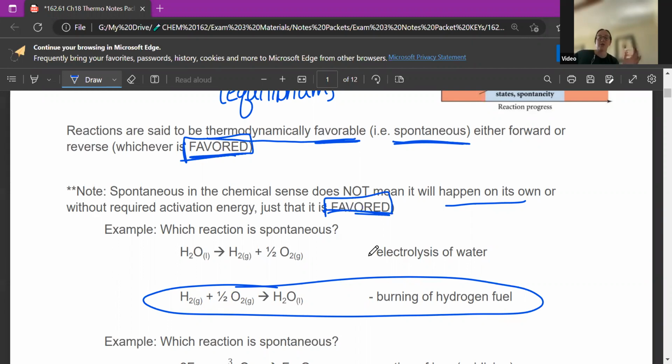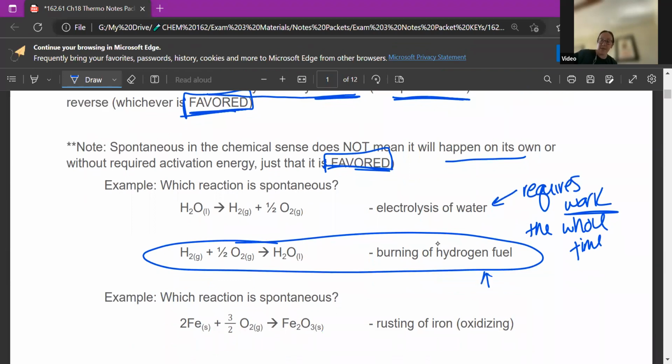In order to actually break up hydrogen and oxygen, in order to do this reverse process, which is the first one here, you actually have to put in energy, you have to put in work in order to break all of those molecules up. So that is not favored. The one that is favored would be burning hydrogen fuel. Okay, so this one was not favored because it requires work the whole time. You have to continually put in energy in order to break these up.